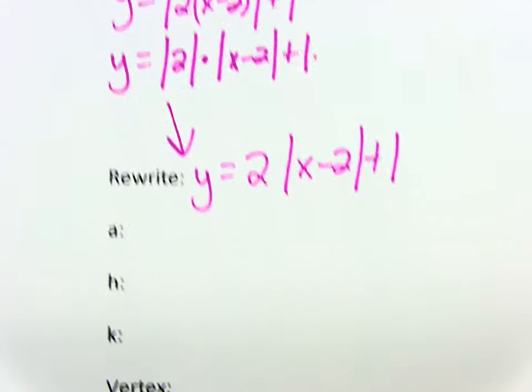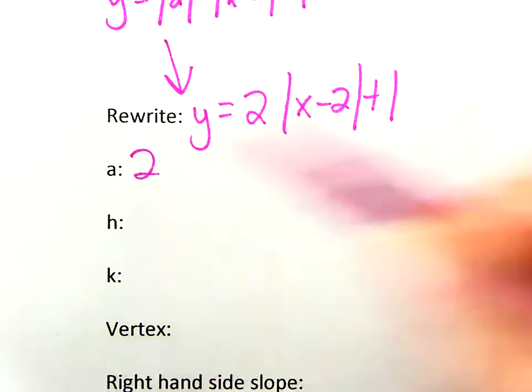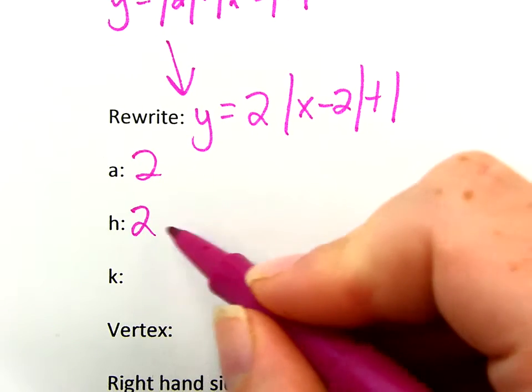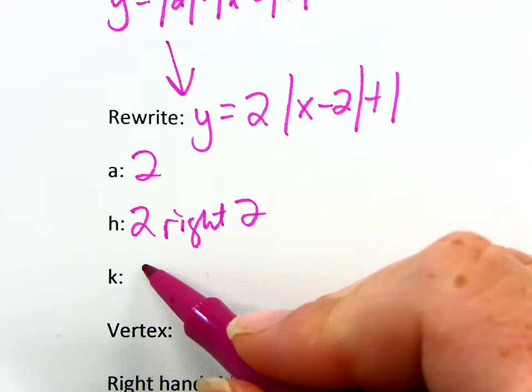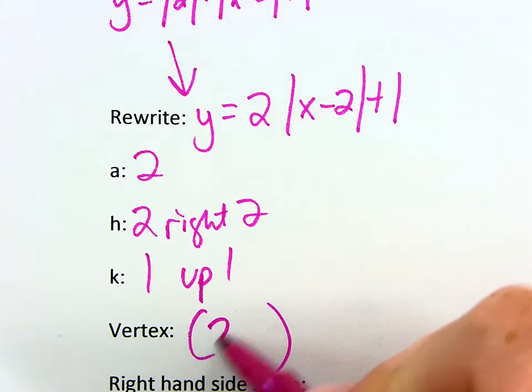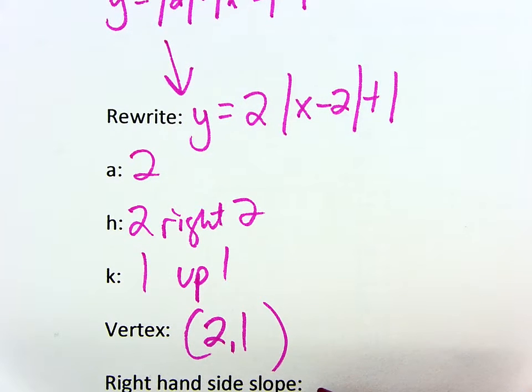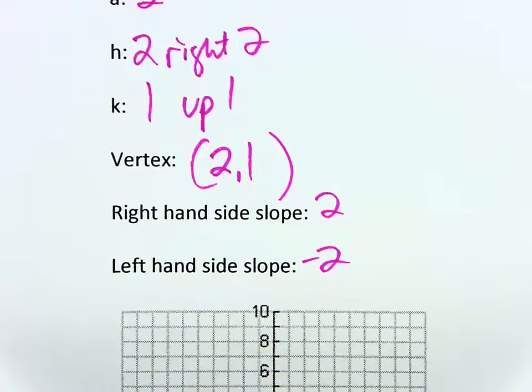But now we know what to do. So now you can tell me what A is. A is 2, H is 2, so that means I'm going to go right 2, right? And K is 1, so that means go up 1. So the vertex is at 2, 1. The right-hand side slope is 2, and the left-hand side, negative 2.